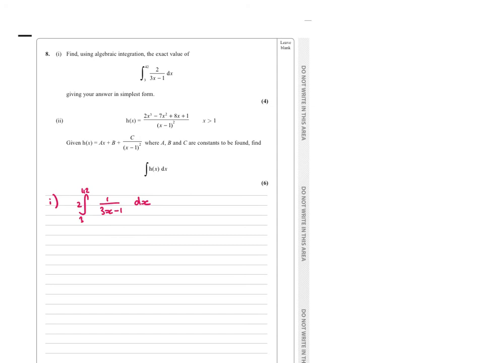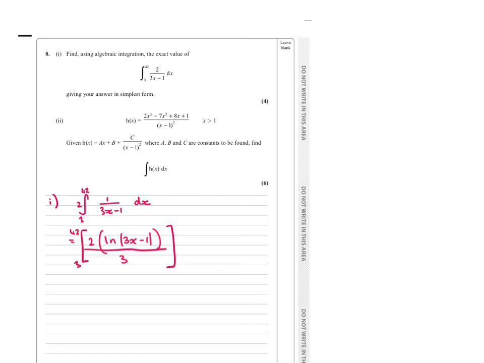So this is going to equal 2 lots of ln of 3x minus 1, and then we're going to divide by the differential of the bracket. The differential of 3x minus 1 is 3, so we divide by that, which means this is over 3. And then obviously plus c, but we don't need a constant of integration when we're finding exact values, so we don't have to worry about that, but it's always good to remember when we're integrating. But we will have to put this into our square brackets of 42 and 3.